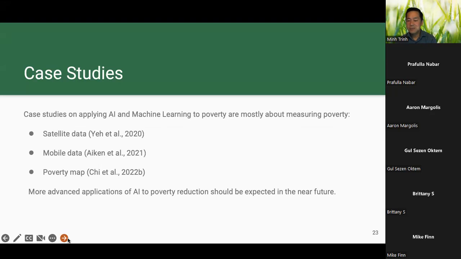So let me go over some case studies. These are machine learning and AI applications to poverty reduction. Here the work has been more on measurement, right? It's really the first step. The other steps are less explored, and they're probably being done right now. But first, we have to know where are the poor, right? Where do they live? So here I'm going to discuss three studies. One relying on satellite imaging, satellite data, one on cell phone data, and the third one tries to combine satellite, cell phone, and social media data to build these poverty maps. Okay, so next slide.